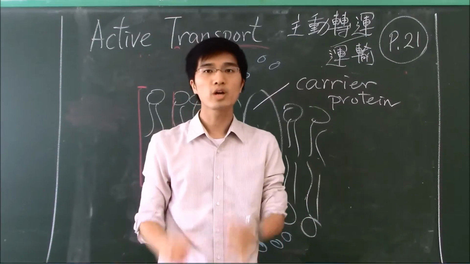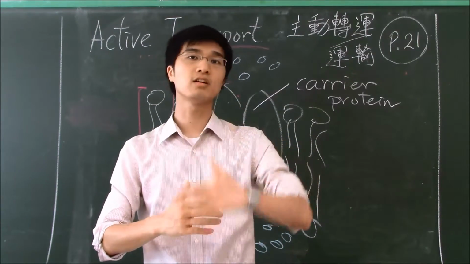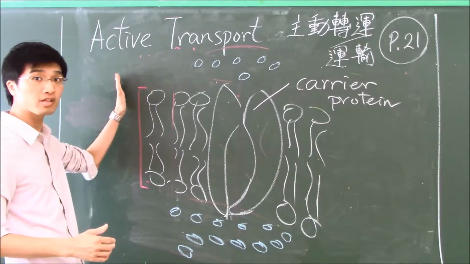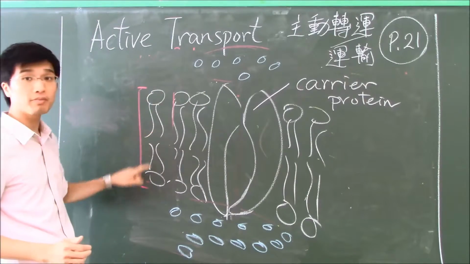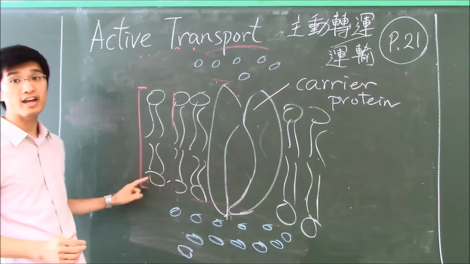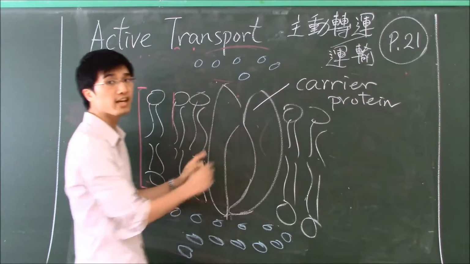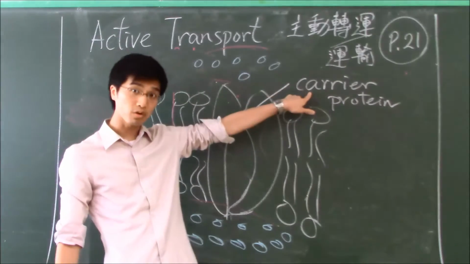Okay, students, so we are going to talk about the lower part of our task sheet. In the lower part, you can see the cell membrane structure, the phospholipid bilayer, head, tail, head, and also the membrane protein. In this case, we have the carrier protein.